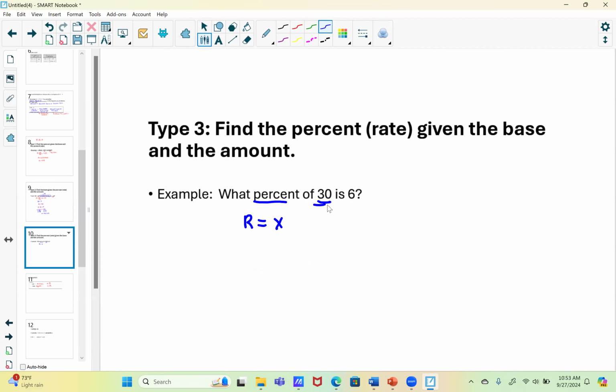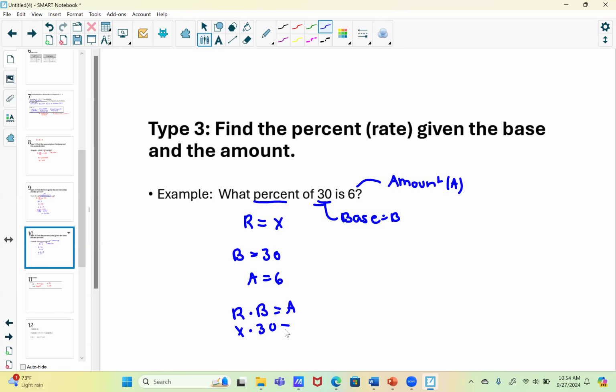Of 30, the number following of is always the base. That's like the whole part. And then the number following is always my A, which is my amount. So 30 is my B, 6 is my amount. And then we use that formula, R times B equals A. So I have X times 30 equals 6.